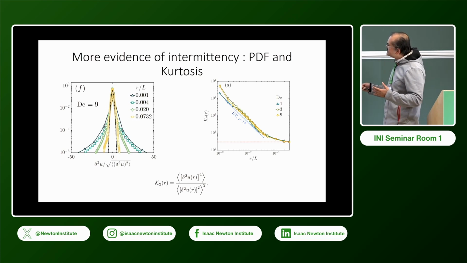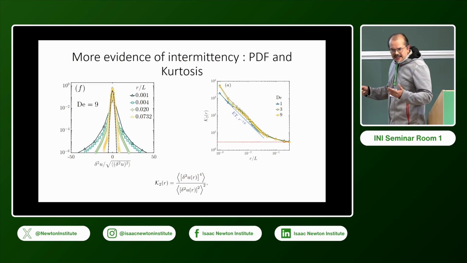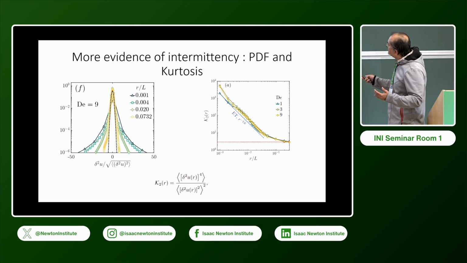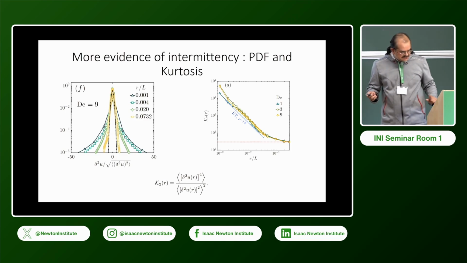The third evidence of intermittency is the kurtosis. You can calculate the fourth moment divided by the second moment. And we know that it scales in a certain way in Navier-Stokes turbulence. Here it scales much worse, in the sense that this is much more intermittent than usual Navier-Stokes turbulence. This is not the same intermittency.